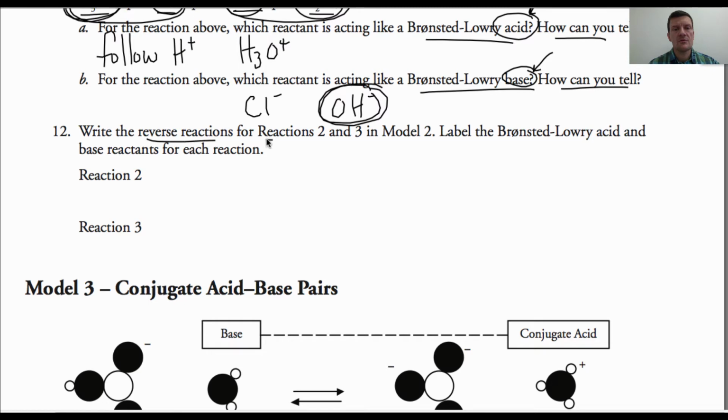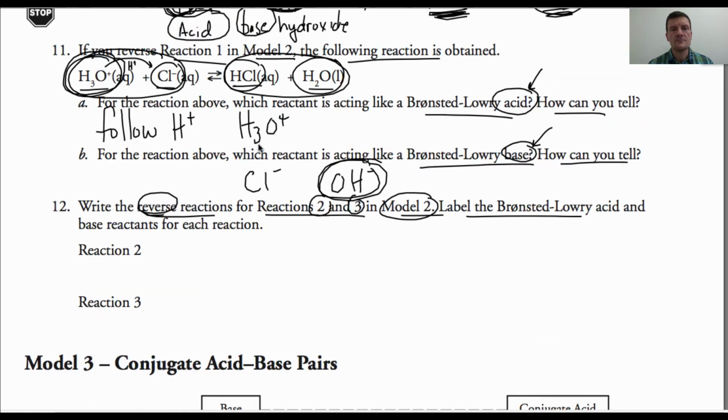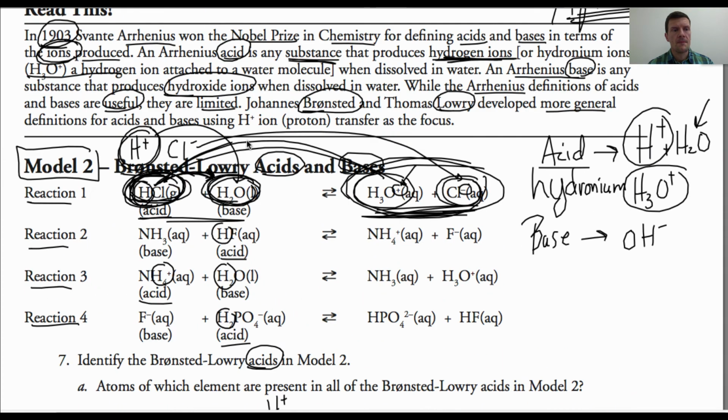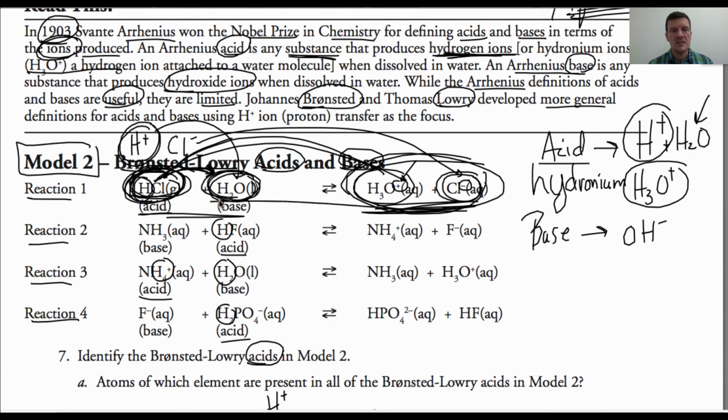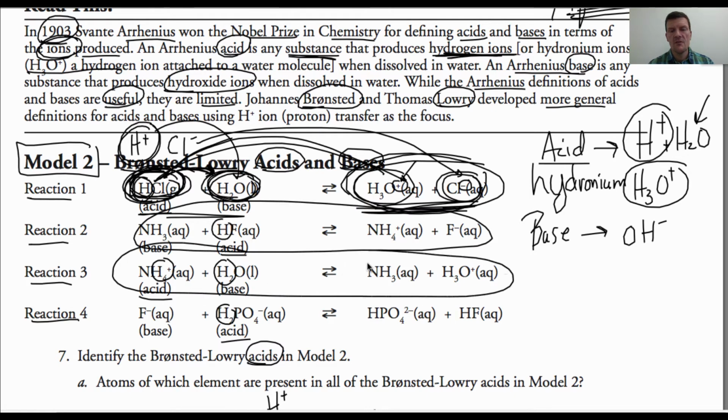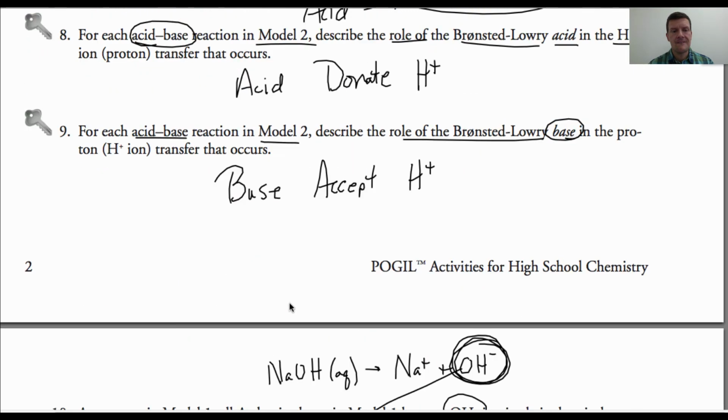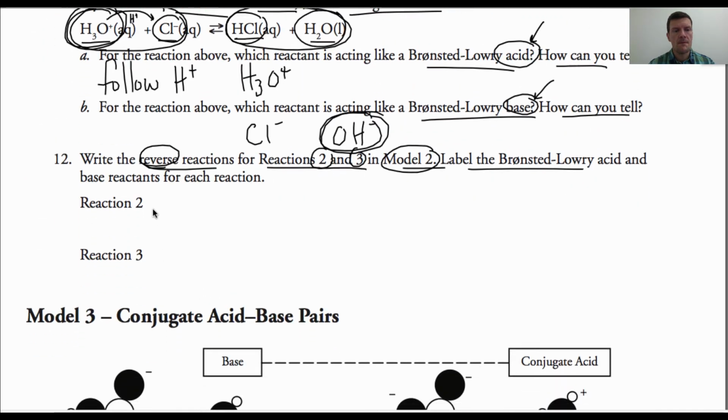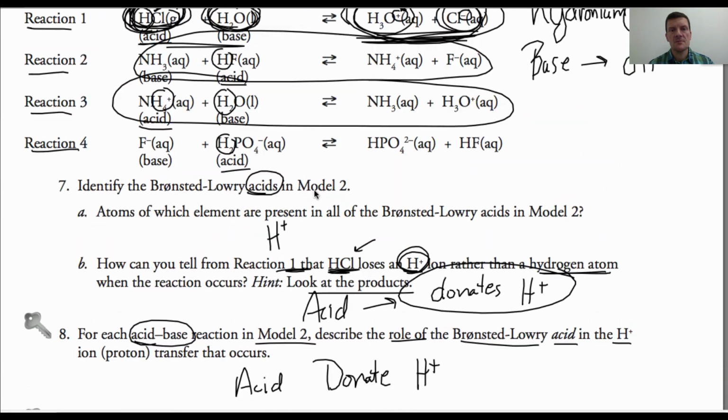Write the reverse reactions for reaction 2 and 3 in Model 2. Label the acid and the base. So we're going back up to Model 2, reactions 2 and 3, and we're going to reverse them. Okay? So we're going to take these right here, 2 and 3. We're going to reverse them. I'm going to put a double arrow because these are really reversible reactions. Okay?